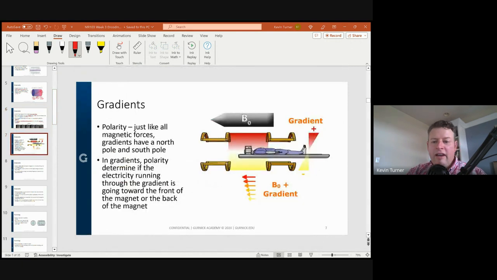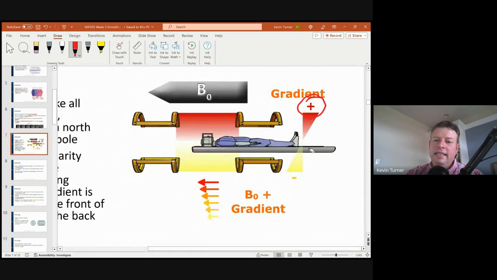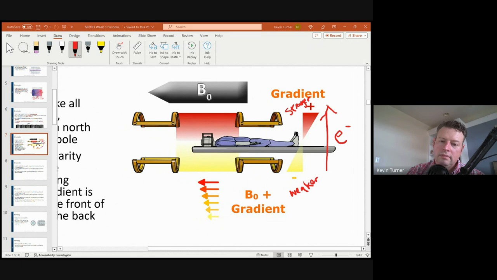So gradients also have polarity, right? When I say polarity, it means there's a positive side to the gradient and a negative side to the gradient. That's because this tells us the direction in which electricity is moving through the coils. That means this side of the magnet is getting stronger, and this side of the gradient is getting weaker. So the positive end of the gradient creates a stronger magnetic force, and the negative end creates a weaker magnetic force.